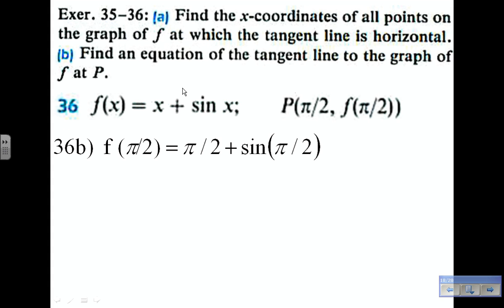Part B. Put in pi over 2. Now, what's the sine of pi over 2? Do you remember? Yeah, it's 1. So those are y-coordinate. The derivative we've already taken is 1 plus cosine of x, right? So that means the slope of the tangent line is going to be what?